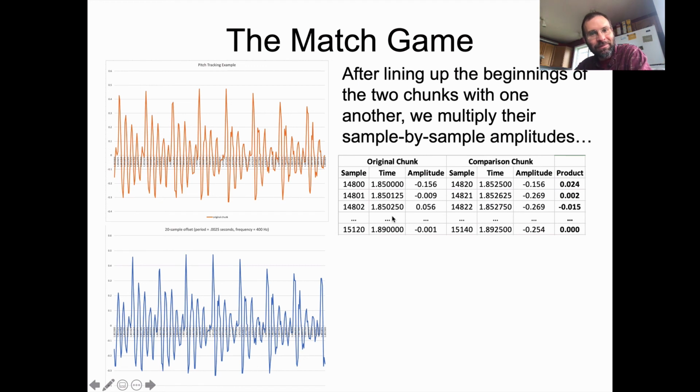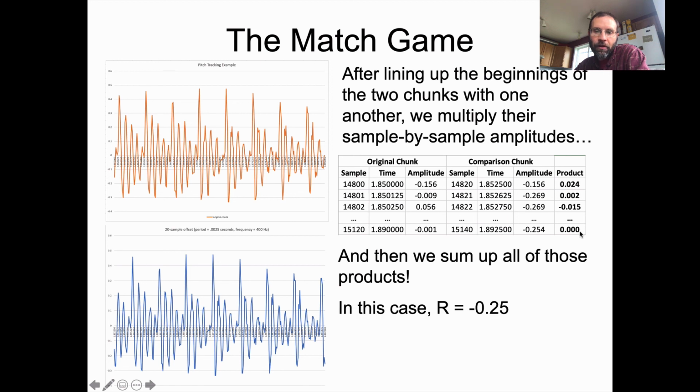Again, thinking about this mentally as human beings, it gets very boring very quickly because we have to do this for 320 different samples, over and over and over again. Each time, this comparison chunk sample is going to be 20 samples down the line compared to the original. If you calculate the products for each lined up pair of samples, and then add all those products together, you wind up getting an R of negative 0.25. I'm not going to walk you through all 320 calculations, but hopefully you get the idea. Also, hopefully you get the idea that this is not a great match because we're in negative territory again, like we saw before. So that doesn't look too good, but we're just getting started, right? So that's our first potential frequency.